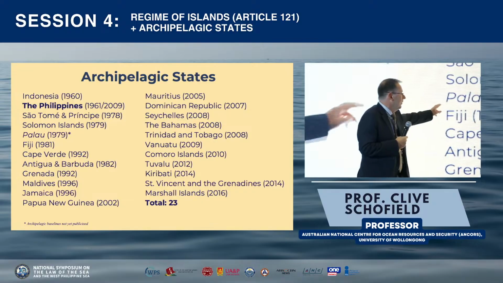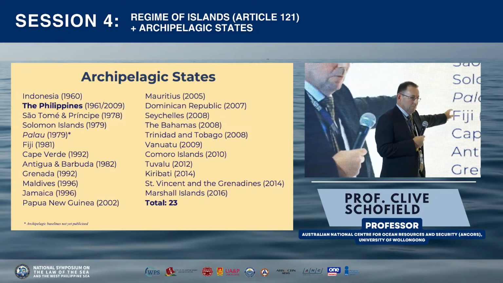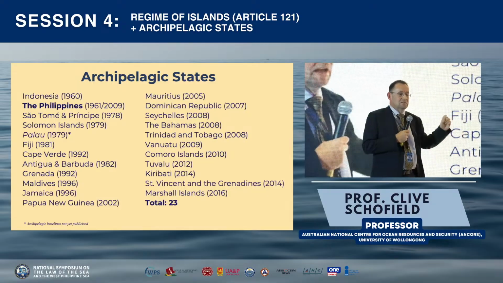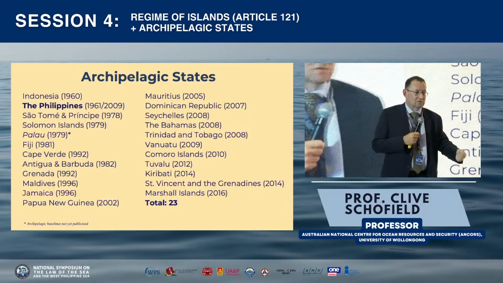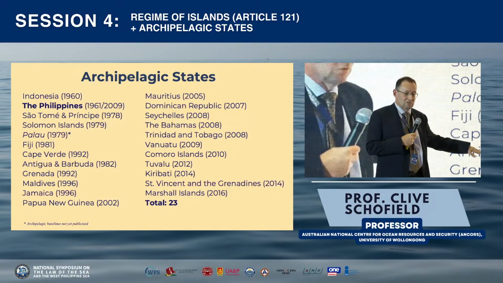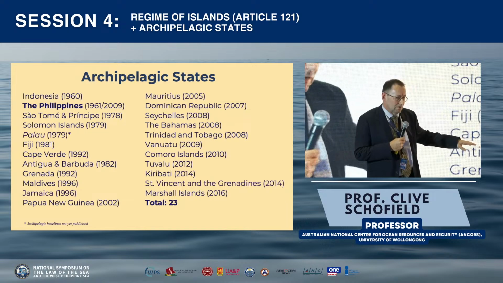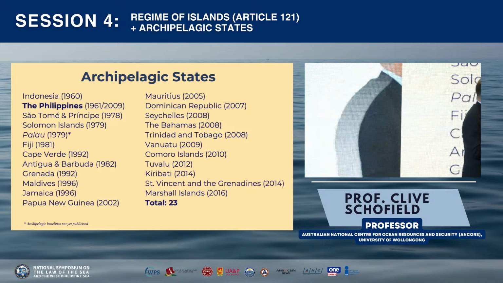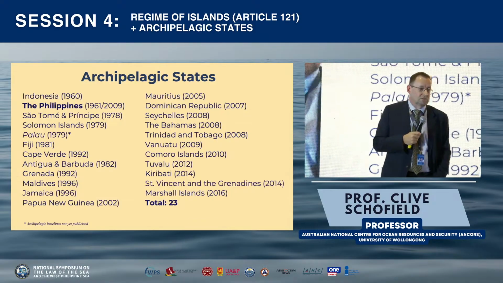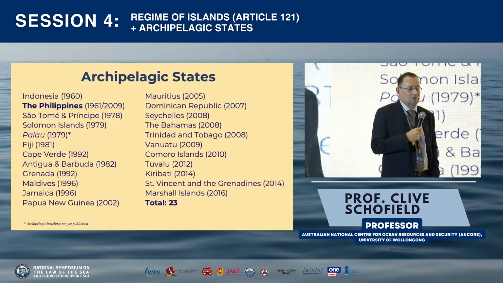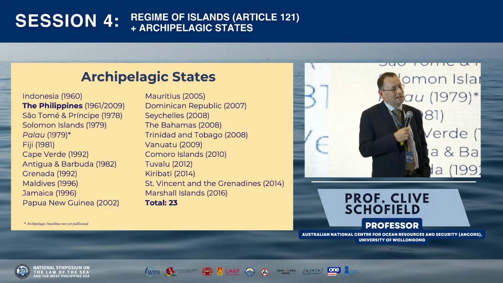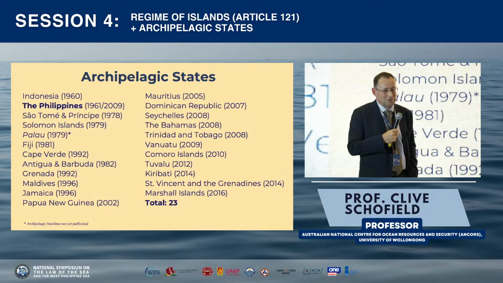Because Palau, even though Palau mentions archipelagic baselines in its constitution, hasn't actually produced legislation and declared where the archipelagic baselines are. So I'd count 22, and really I'd say 21, because the Dominican Republic is only an archipelagic state by including a low tide elevation which is on the wrong side of an international maritime boundary that it's agreed. And I find that a bit difficult to accept as a set of archipelagic baselines.